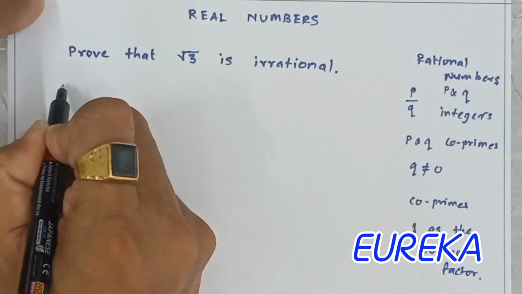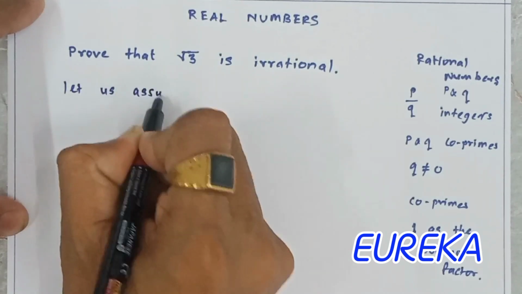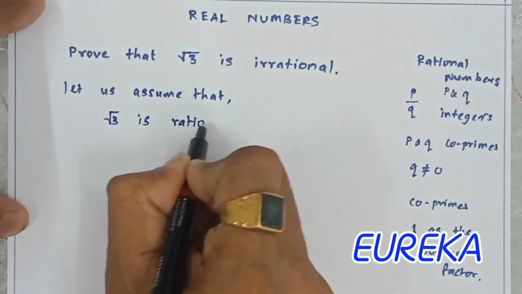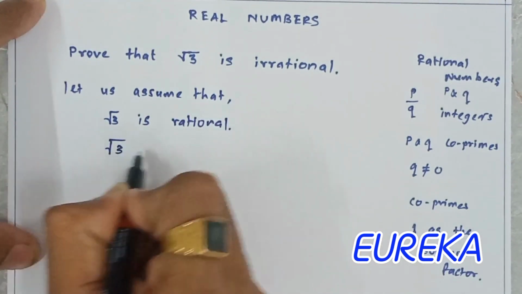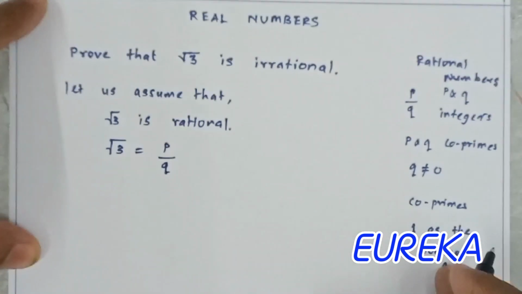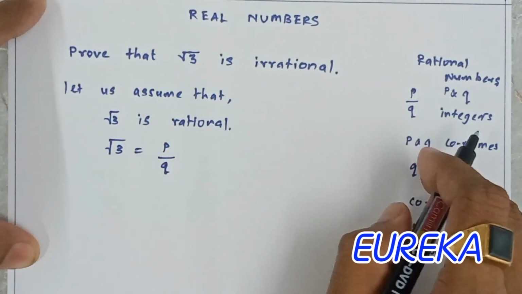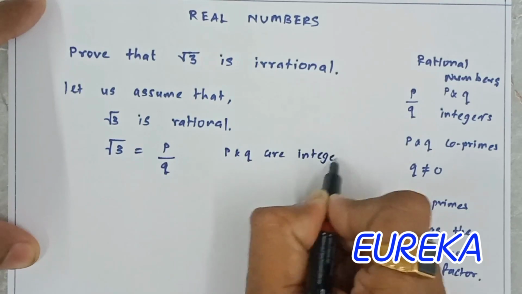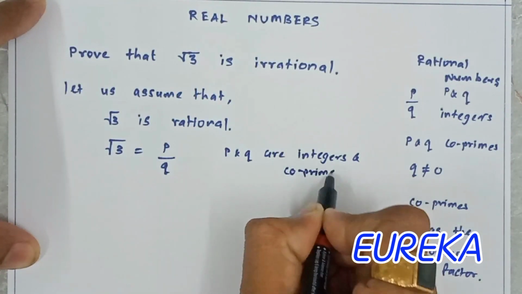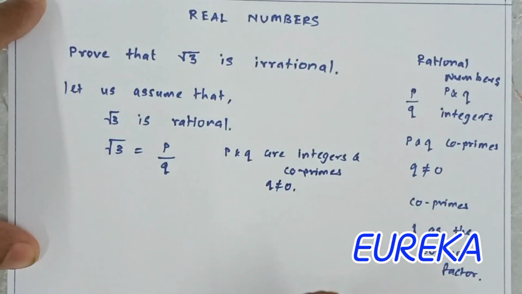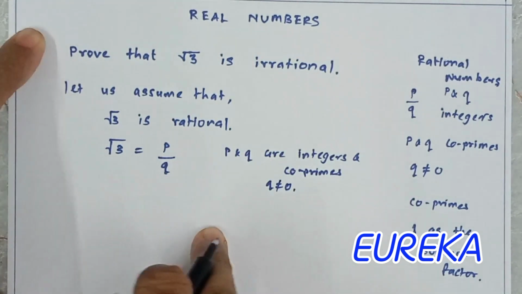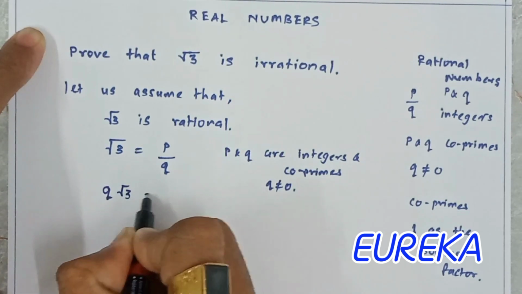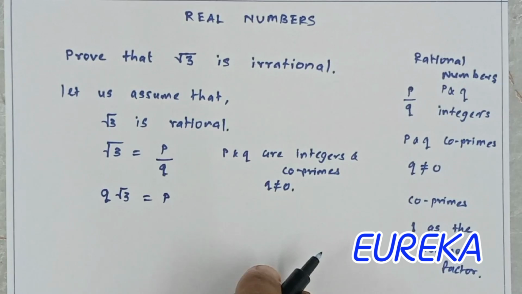So first we will assume, let us assume that root 3 is rational. Root 3 is rational means we can say that root 3 can be written in the form p by q, where p and q are integers, p and q are co-primes, and q is not equal to 0. As we say root 3 is equal to p by q, I will send this q to the other side. I'll get q root 3 is equal to p.